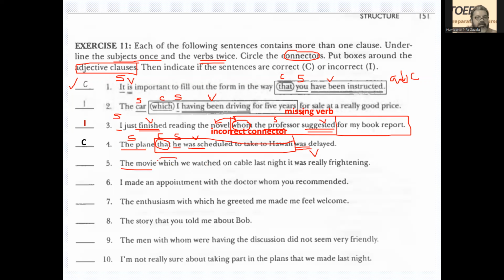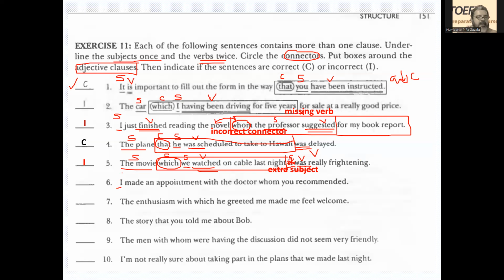The movie, which we watched on cable TV last night, it was really frightening. Okay, so we have the subject the movie, another subject it, the verb was, connector which, subject we, verb watched. All right, so you can see the problem here. We have an extra subject. We don't need it at all here. The movie was really frightening. What movie are you talking about? The movie which we watched on cable last night.